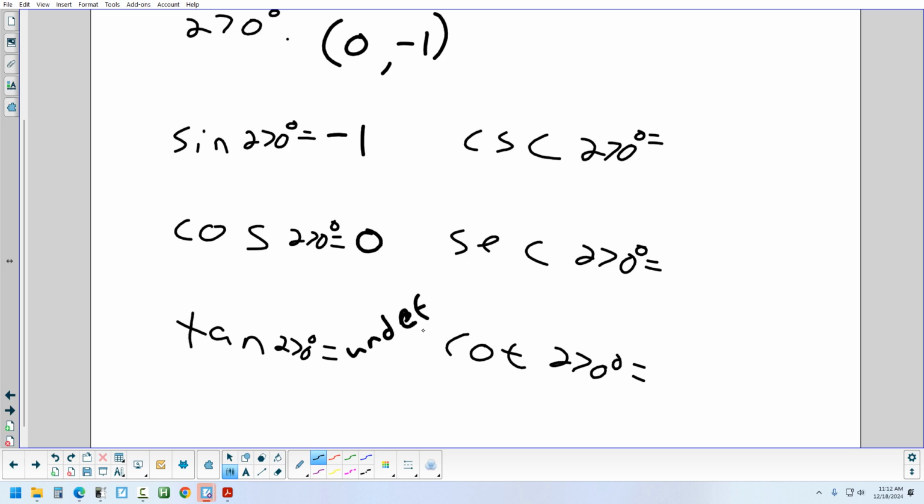Yep. -1. How about the secant of 270? Undefined. And the cotangent of 270? 0. Yep. Any questions on that one?